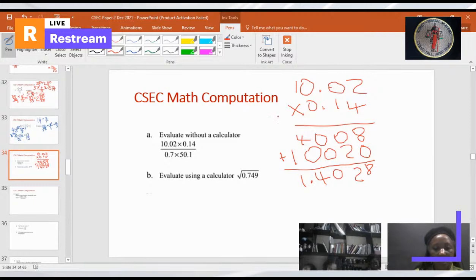Yep. All right, and for this one now, so we have 50.1 times 0.7. But you know, I'm seeing something though. We could have canceled this and this, but it's all right. Let's multiply.